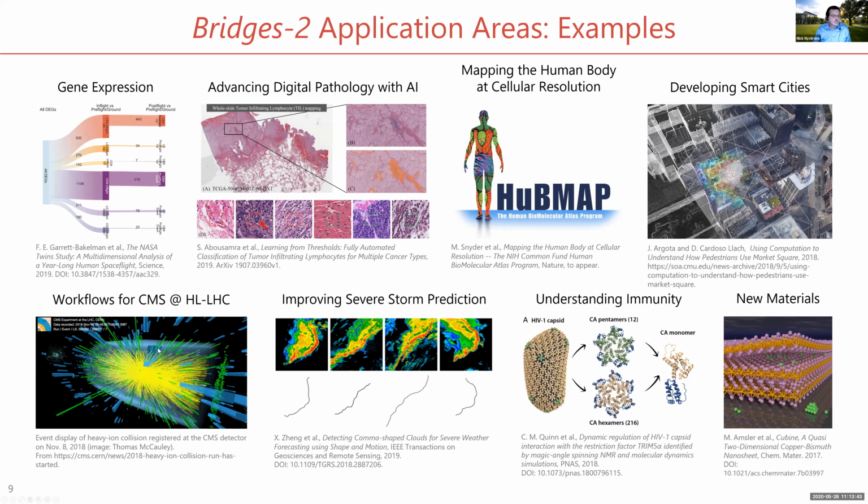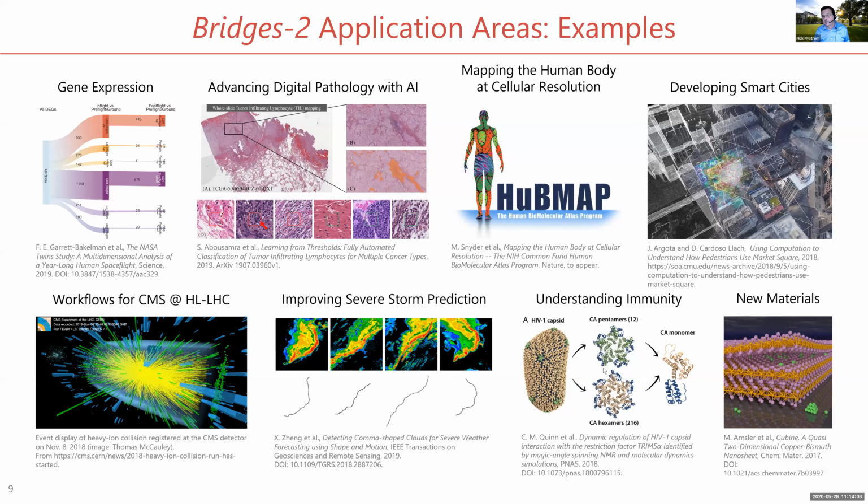Working with very large scale physics. This is with Fermilab on the CMS detector. Again, employing machine learning to look at events. Recognizing severe weather features. Again, in this case, integrating simulation and advanced AI.